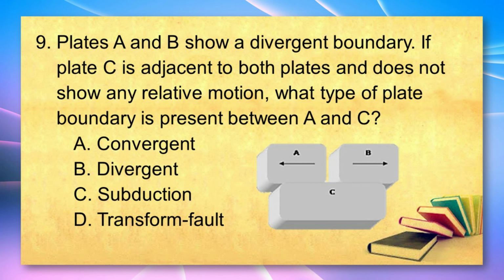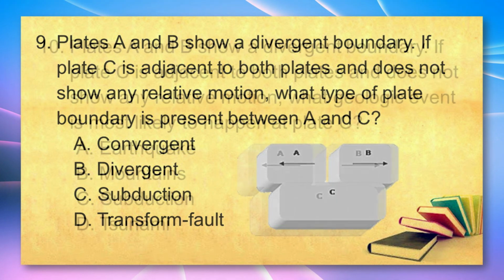9. Plates A and B show a divergent boundary. If plate C is adjacent to both plates and does not show any relative motion, what type of plate boundary is present between A and C? A. Convergent. B. Divergent. C. Subduction. D. Transform fault.